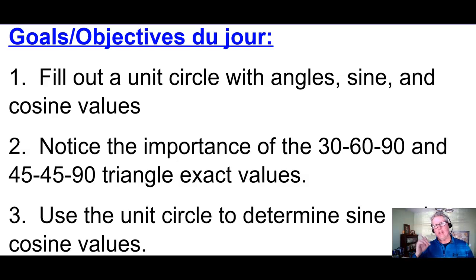It is all about the unit circle, just this little teeny circle, radius 1. Amazing how much trouble you can get into. So the goals: we're going to fill out the unit circle with angles, sine and cosine values. So all of a sudden we have these radians and degrees.